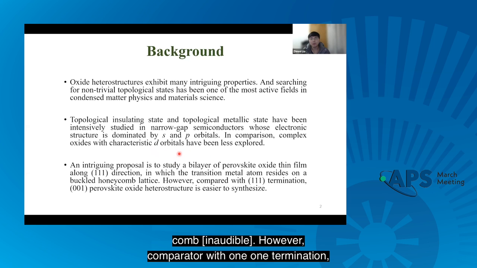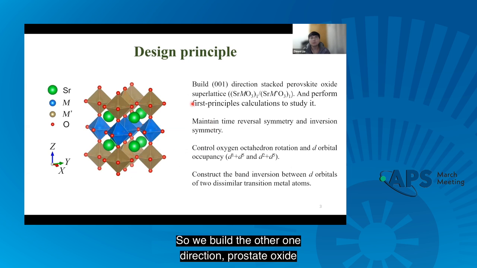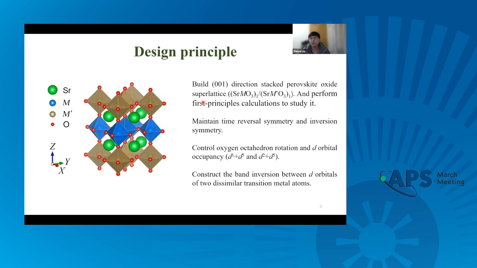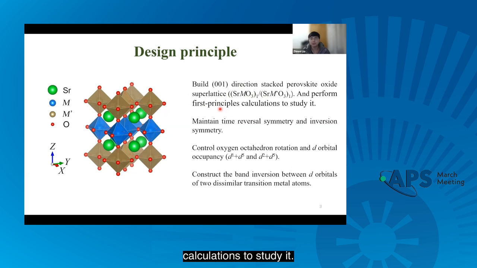However, compared with 111 termination, the 001 perovskite oxide heterostructure is easy to synthesize. So we build the 001 direction stacked perovskite oxide superlattice. The M and M' are two dissimilar transition metal atoms, and we perform first principles calculations to study it.